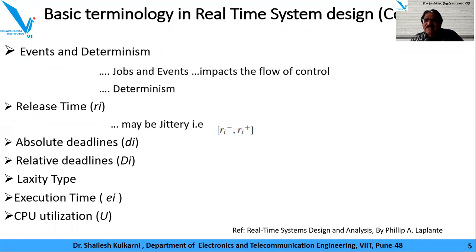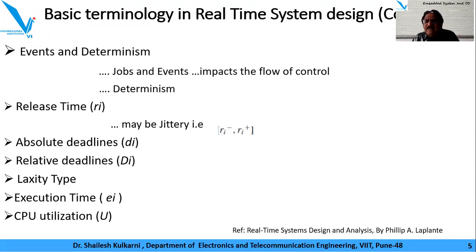Many times in actual systems, this release time, rather than being a single numerical value, is always in a range. Let's say that range is ri negative to ri positive. Within this span, the task might get released for its execution. When I don't know exactly the time within the window of ri minus to ri plus, I refer to that timing as jitter.